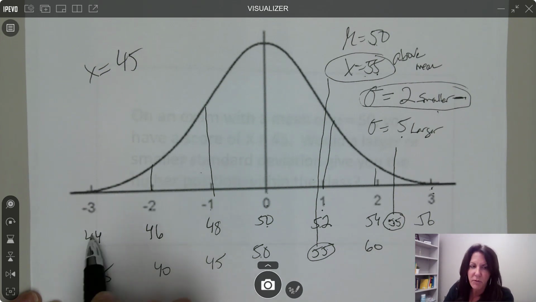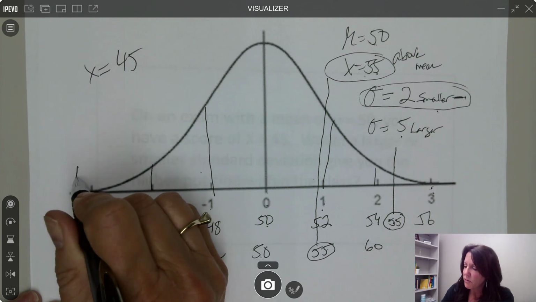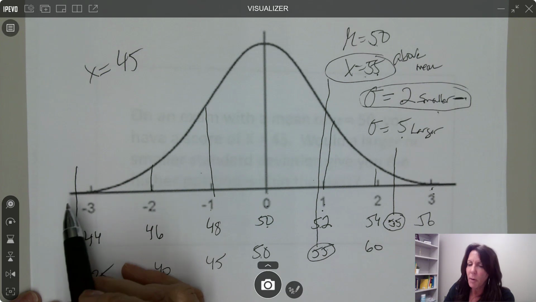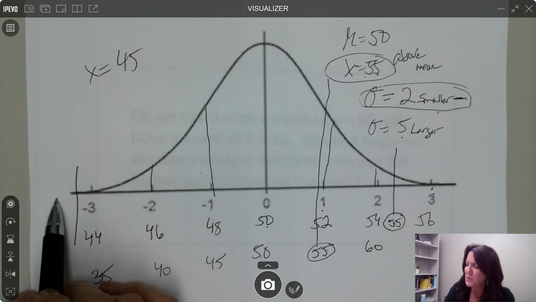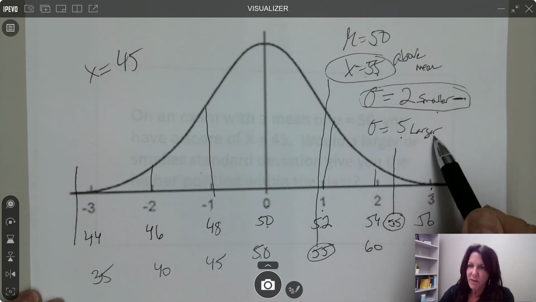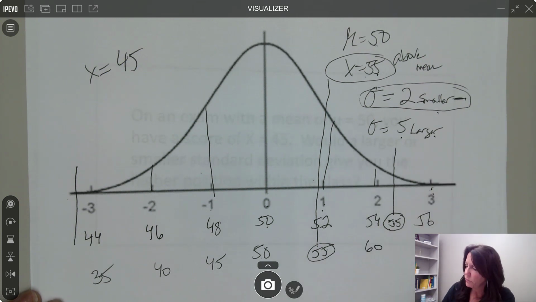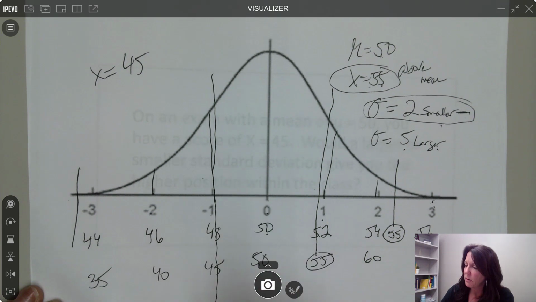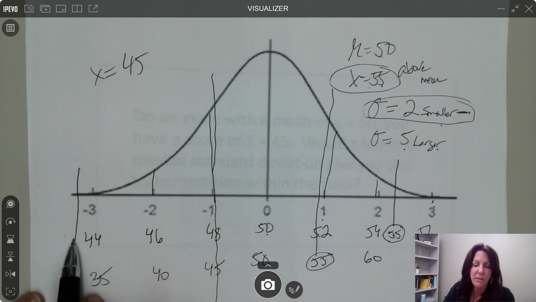Well, here's a score of 44, so my score of 45 in this case would be about there. That means that almost nobody is doing worse than me, and almost everybody is doing better than me in that case. When my standard deviation is 5, however, my score of 45 is here, and I'm doing better than if my standard deviation were 2.